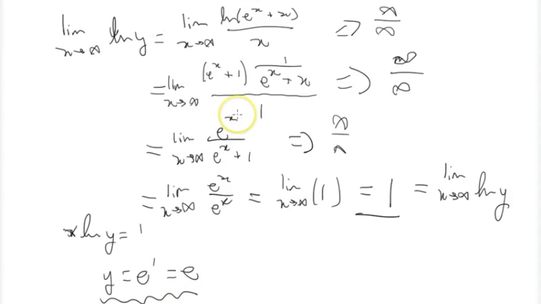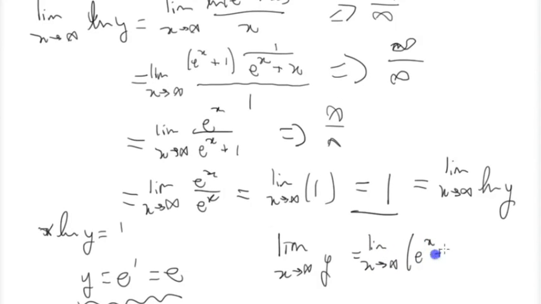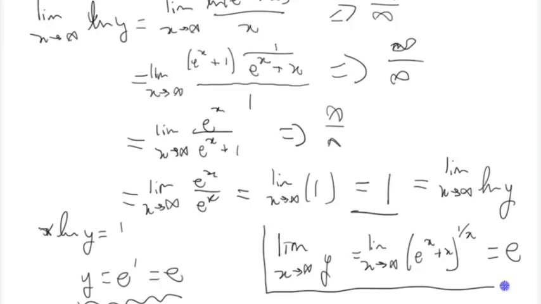Then, because the limit as x approaches infinity of the natural log of y is equal to 1, that means that the limit as x approaches infinity of y, which is equal to the limit as x approaches infinity of e to the x plus x to the 1 over x, is equal to e.